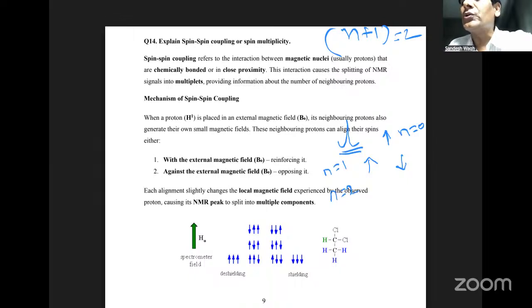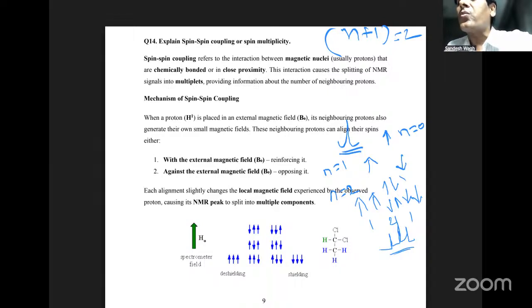2 means two nuclei nearby. So these two nuclei will be both clockwise or both anti-clockwise, or one clockwise and another anti-clockwise, or anti-clockwise, clockwise. That means the maximum combination is 1 to 1. So this is the intensity ratio 1:2:1. So this will be a triplet, and here the line intensity of the middle line will be more because there are more spin combinations. So this triplet line will have 1:2:1.